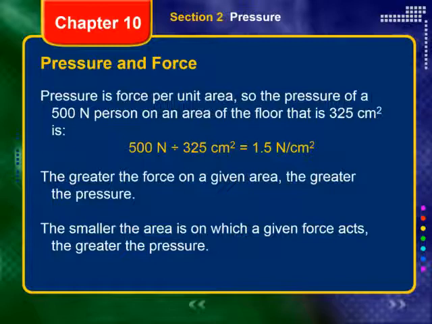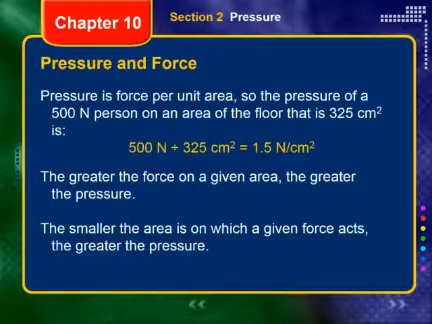So pressure is a force per unit area. So the pressure of a 500 Newton person, remember that was a 51 kilogram person, with a mass of 51 kilograms is going to exert 500 newtons on the Earth's surface. So a 500 Newton person on an area of the floor that is 325 centimeters squared. That's a length squared, so that's going to be an area, and newtons were force. And we just said that pressure is a force per unit area.